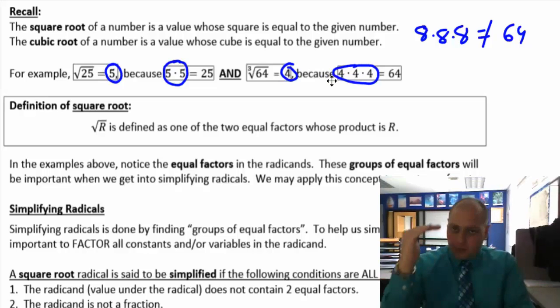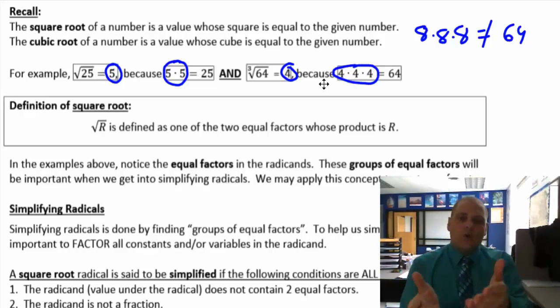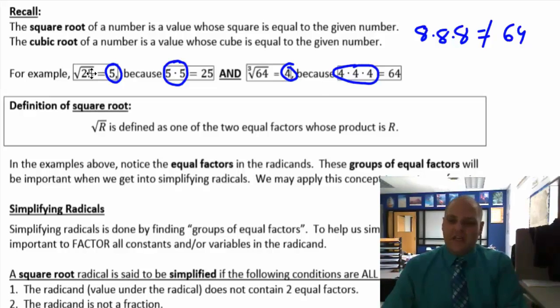This is the thought process you want to have when you go and simplify cubic roots, because we're going to be getting into radicals that are not nice. They're not nice perfect squares. See, 25 is called a perfect square, and 64 is a perfect cube. We're going to be simplifying radicals that are not perfect. All right? So this is the key to it.